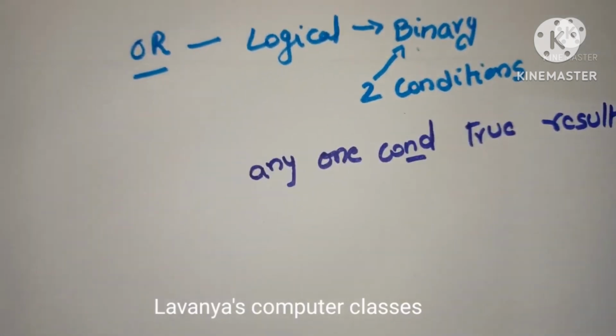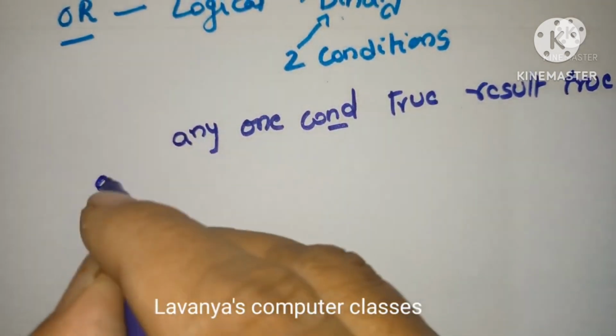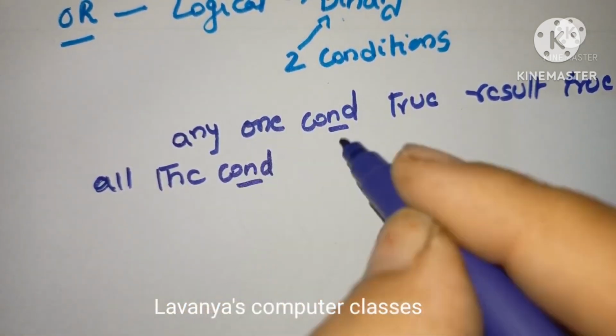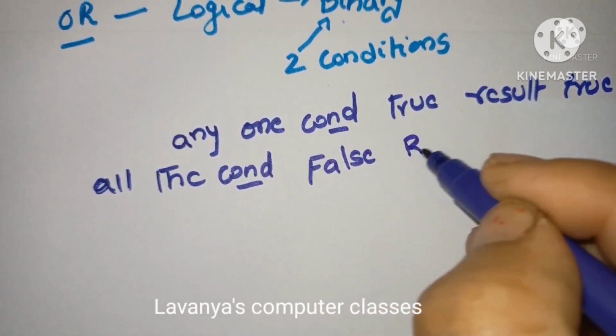Any one condition is true, the total result is true. Whenever all the conditions are false, then only the result is false. Otherwise, it is always true.